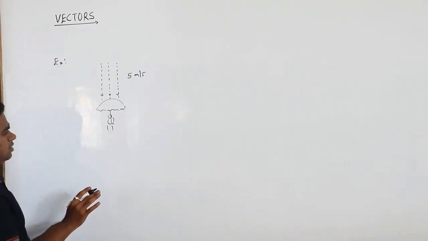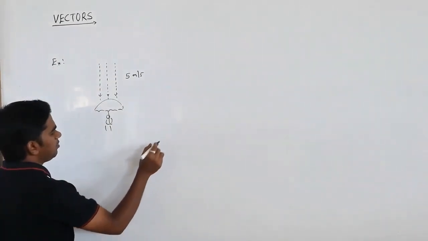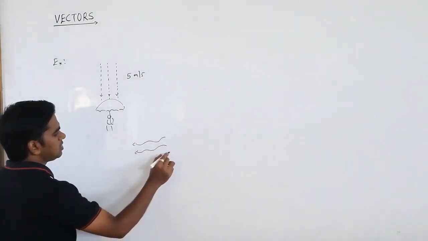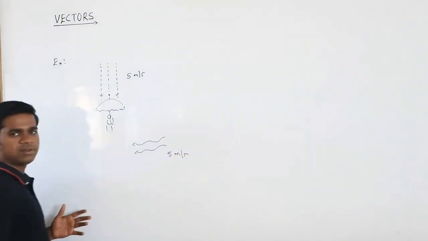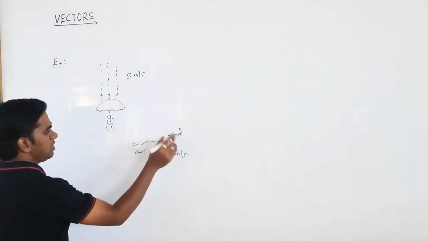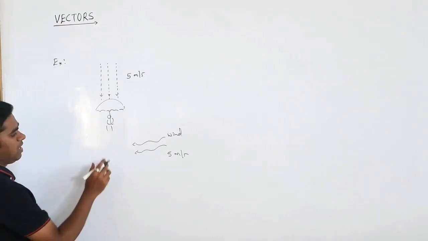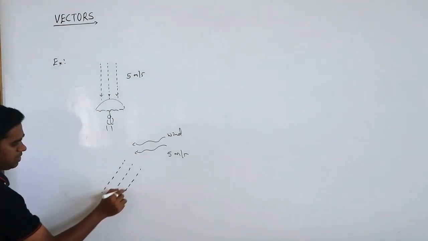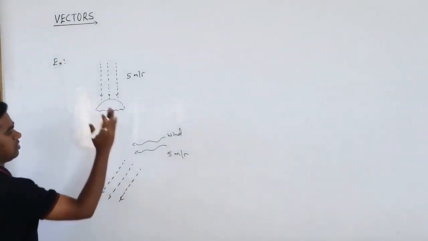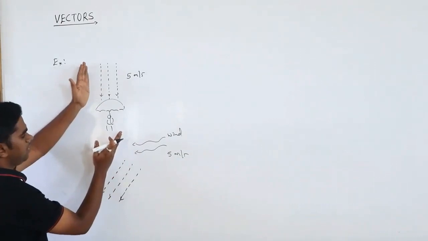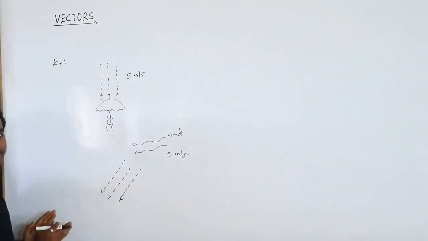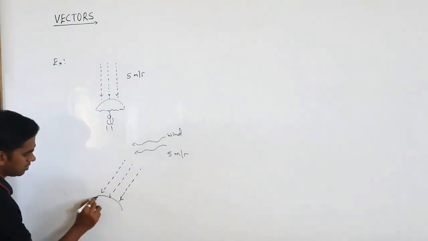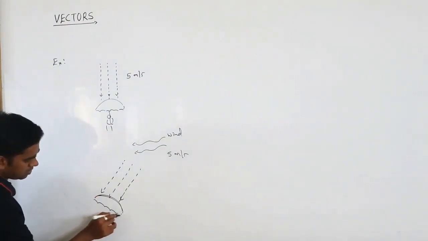Suppose all of a sudden wind starts blowing in this direction, with some 5 meters per second. Now what will happen? The direction of rain will get changed. It will come in the resultant direction. The resultant of this wind and rain will give the direction of rain. Now you have to hold the umbrella in this direction.